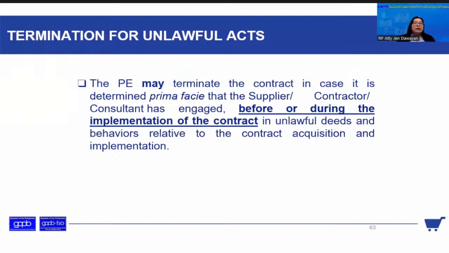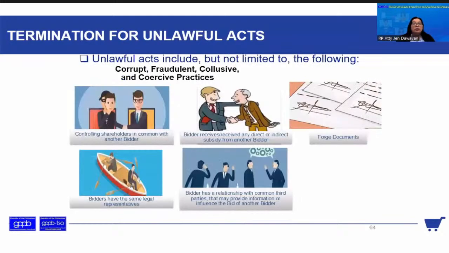And if termination by unlawful acts naman, the procuring entity may terminate the contract in case it is determined prima facie that the supplier has engaged during or before the implementation of the contract in unlawful deeds and behaviors relative to contract acquisition or implementation. So, even if it has been determined na unlawful naman talaga yung pagkuha niya doon sa kontrata na yun, by one reason or another, it has been determined that there were illegal, unlawful deeds that were done, then it can be a reason for termination because of that unlawful acts, no?